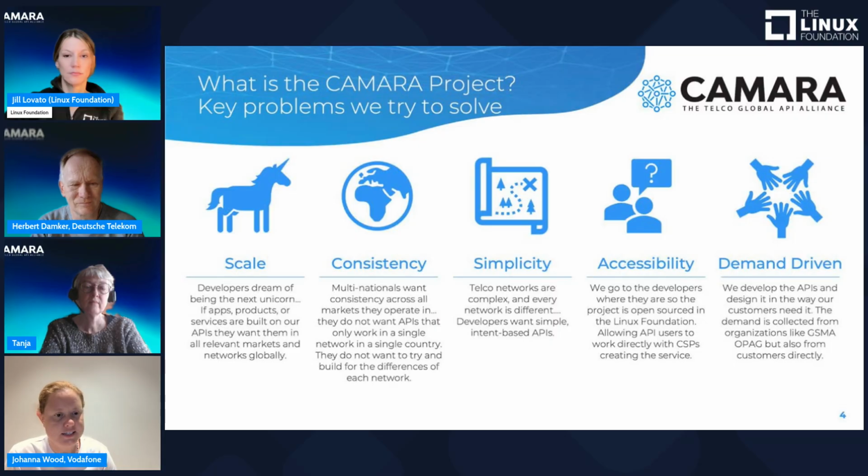The next is consistency. In terms of how we excite the CSPs to start developing and exposing services, we need to make sure that those services are consistently exposed. So if a developer wants to consume a service and their app spans multiple countries and multiple markets, there's a repeatable way in which that service is going to work to enable that scale.